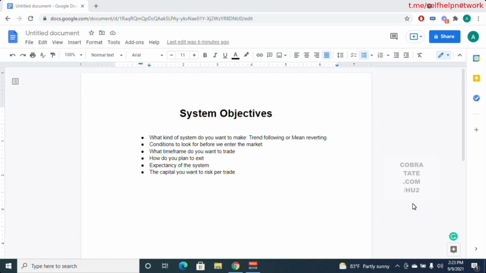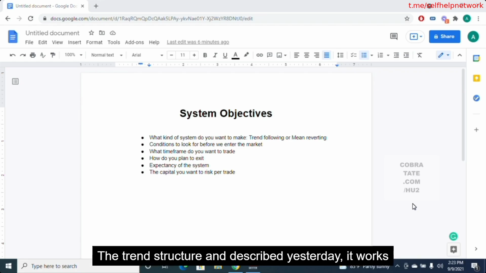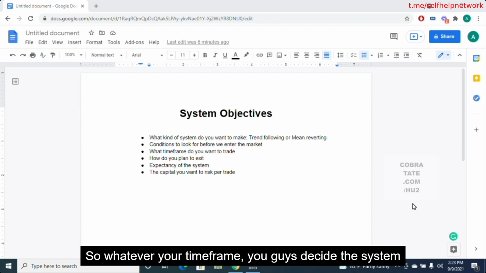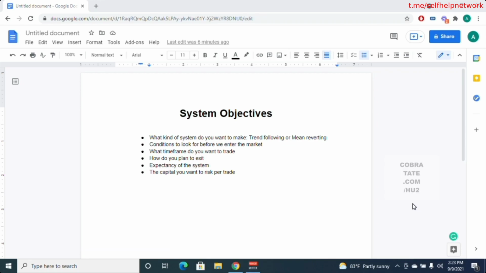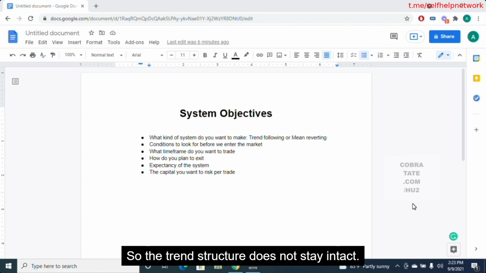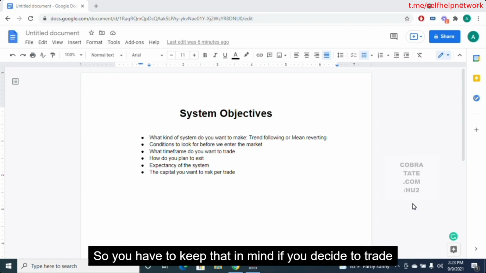The trend structure I described yesterday works pretty well starting from 1 hourly time frames all the way to monthly and yearly time frames. So whatever time frame you decide, the system should work really well. If you go down all the way to a 5 minute or 15 minute time frame, that has a bit more noise, so the trend structure does not stay intact. You have to keep that in mind if you decide to trade really small time frames.